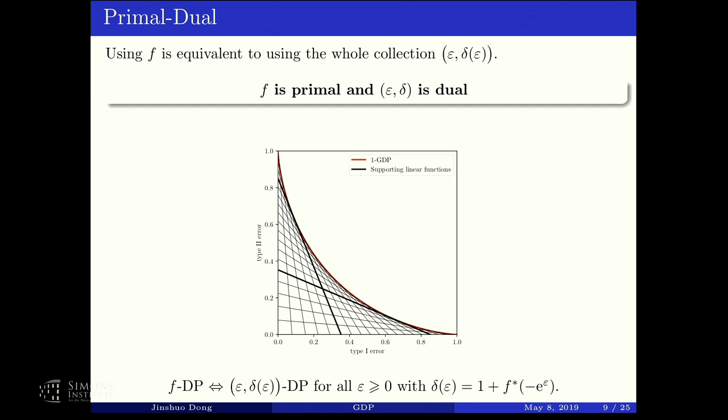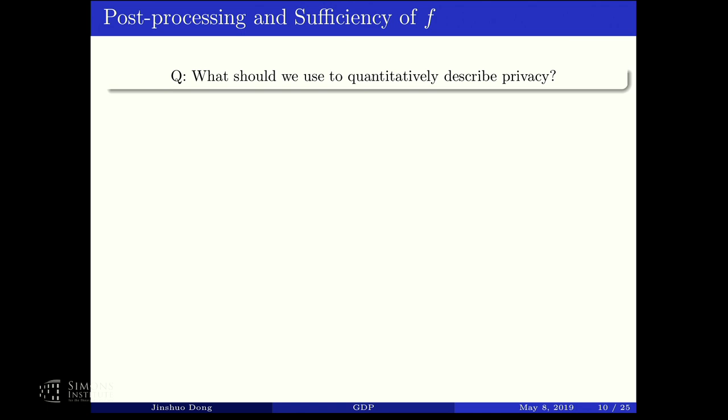So I have argued the equivalence. I also want to argue the sufficiency of using f or epsilon-delta in infinite collection. That is actually an attempt to answer this question: what should be used to quantitatively describe privacy? So it's kind of a big question. And my answer to it is related to post-processing.